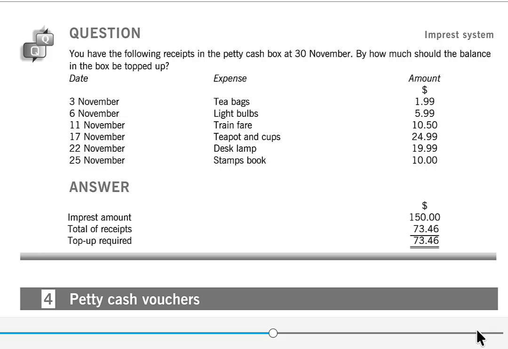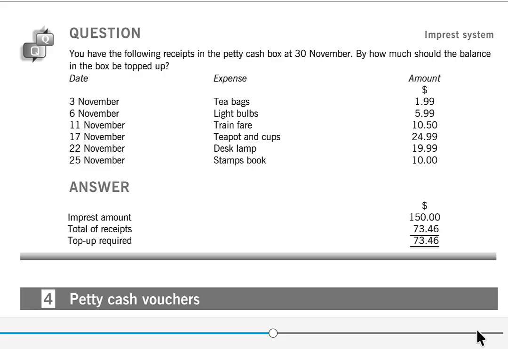Step 3. Extra check to feel confident. Let us double check using logic. Imprest amount at start should be $150. Money spent during the month, according to receipts, is $73.46. So cash left in the tin must be $150 minus $73.46. Cash left equals $76.54.